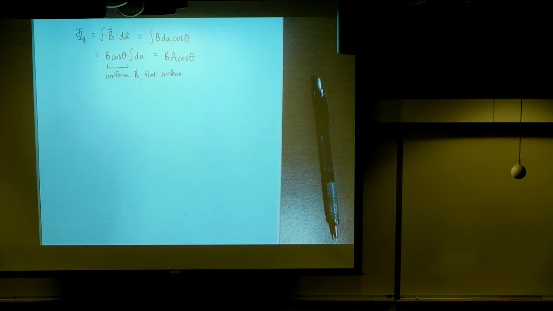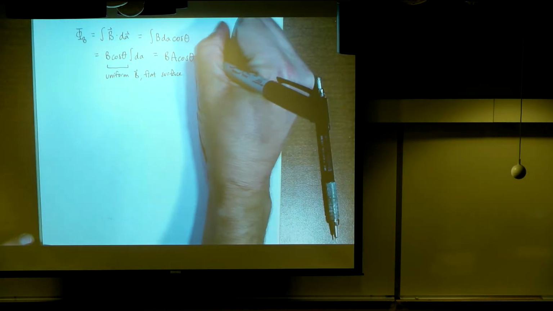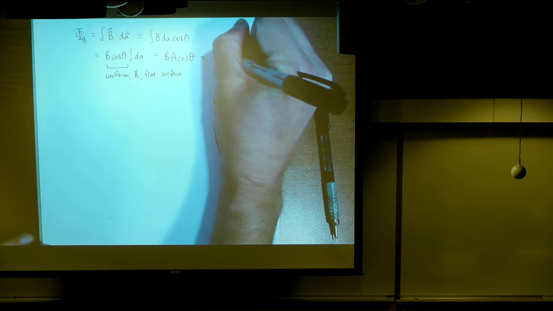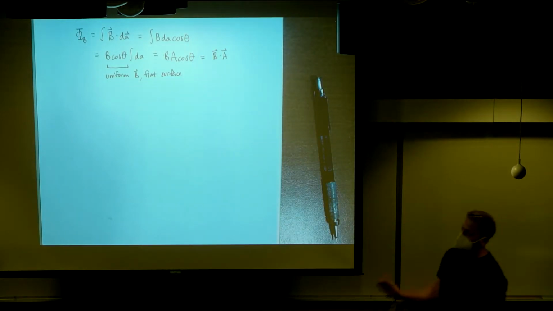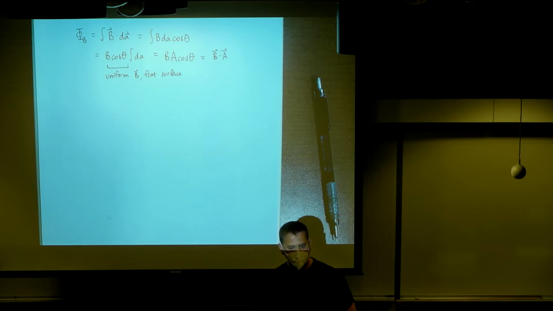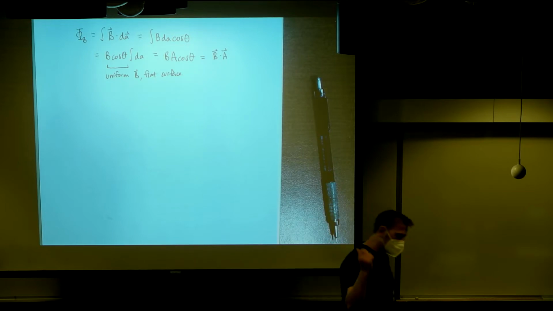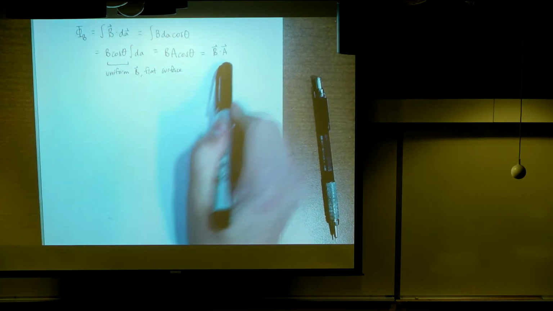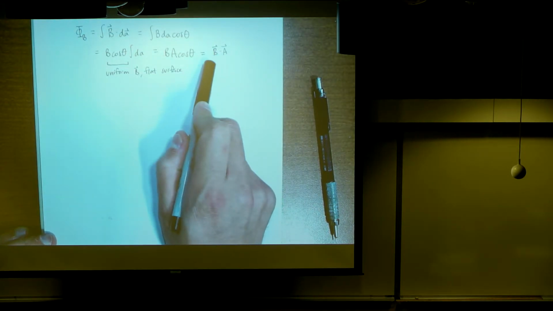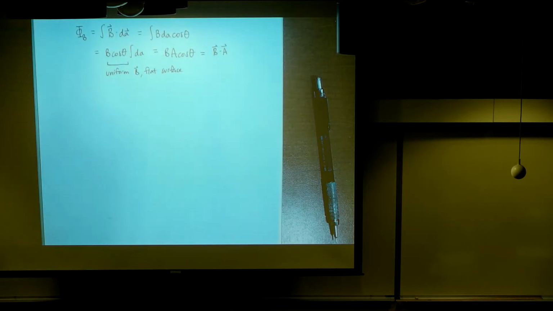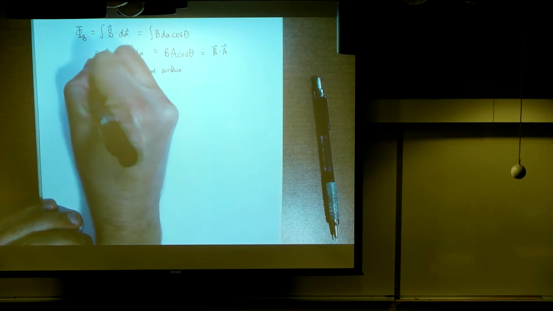Can anyone think of a different way to write that? I could just write it as B dotted with A. So the B field dotted with the full area vector of the surface. Okay. So if it's a non-uniform B field, we have to actually go through the work of doing that integral. In this case, we can use this result. All right? And that should be familiar from the electric fields stuff that we did previously. Okay? So with that said, let's do the two different calculations.